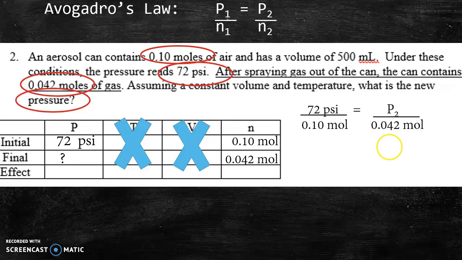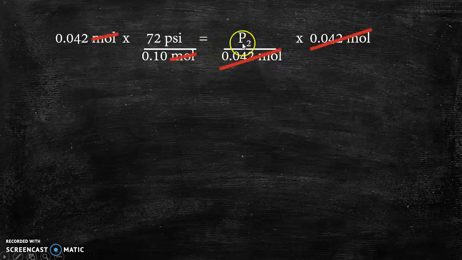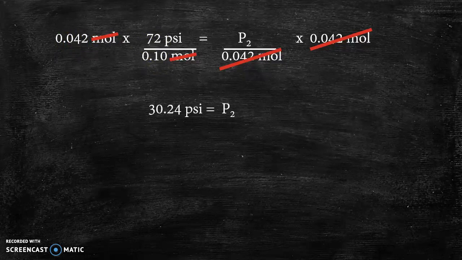When I solve this equation, again, I solve so that I'm trying to get P2 alone on that side of the equation. The way I do that is multiply both sides by 0.042. So here's the equation again, I just rewrote it. Multiplying both sides by 0.042, on the side of the equation with the pressure, those totally cancel out. On the other side, the moles just cancel out. And then we'll do 0.042 times 72 divided by 0.1. And that'll give us 30.24 psi.